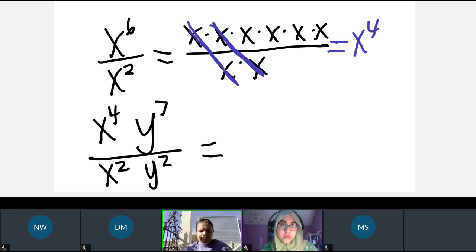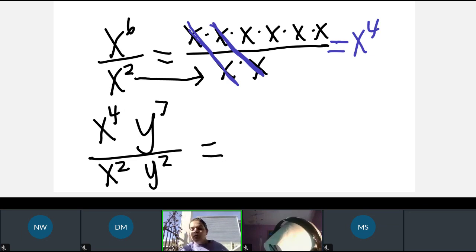Okay, so now what we're going to do is take our x base. The bottom one, x squared, is x times x. I was just showing you why we subtract. If you were wondering why, when we divide exponents, we subtract the exponents, I was just showing you why. You don't have to do that step. That's not a required step. I was just showing you where the rule comes from.